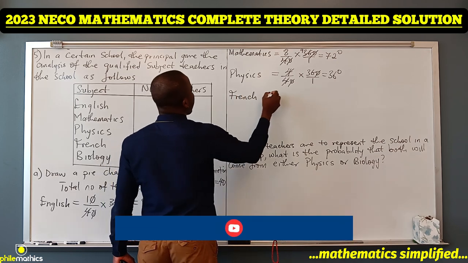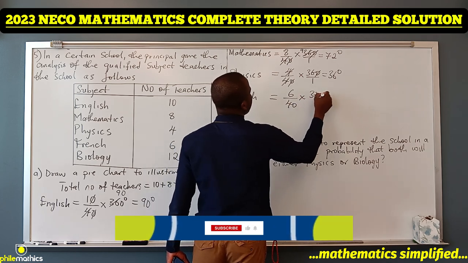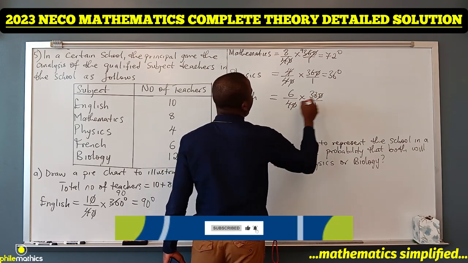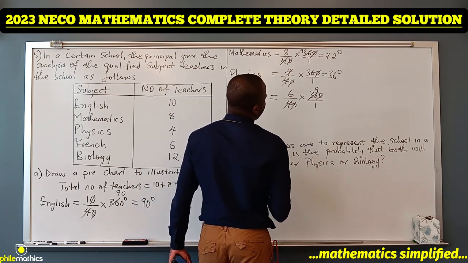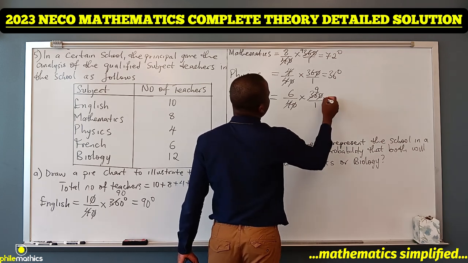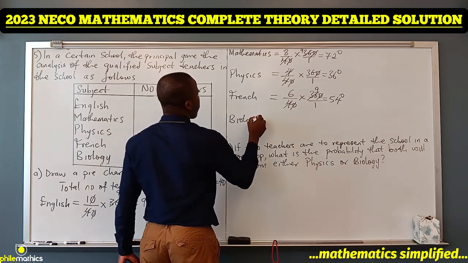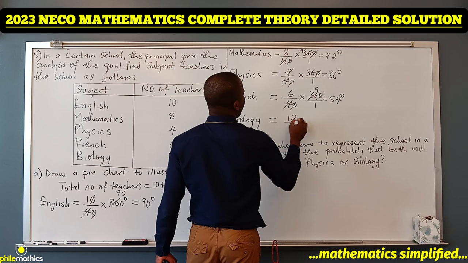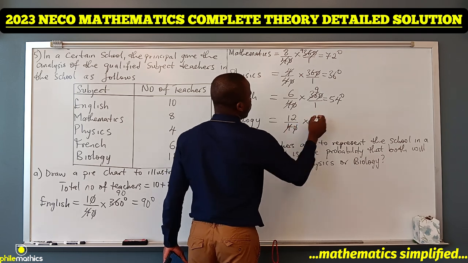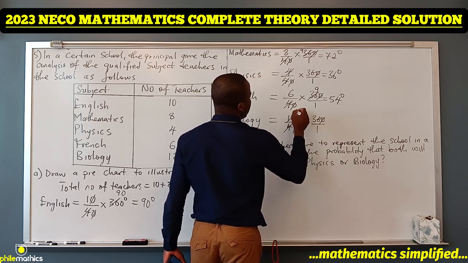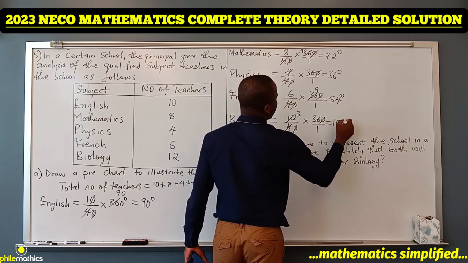French, we represent 6 over 40 times 360 over 1. 0 can cancel 0. 4 into 36 is 9. And 9 times 6 is 54. Biology will be 12 over 40 times 360 over 1. 4 into 12 is 3. 3 times 36 will be 108 degrees.